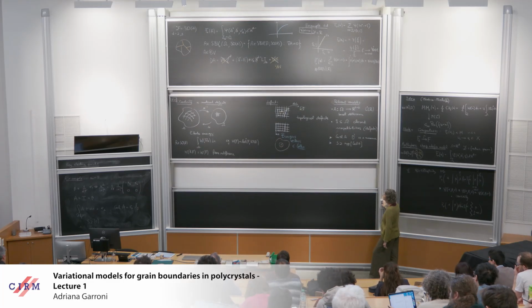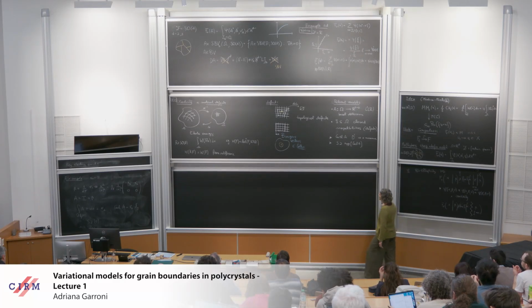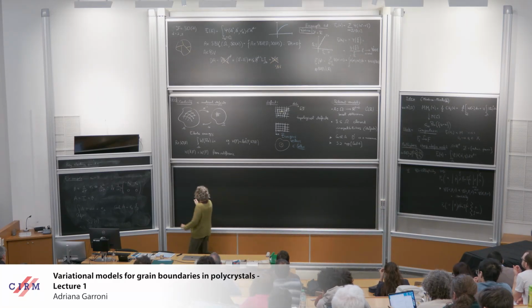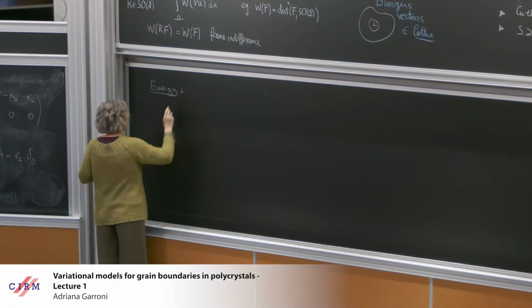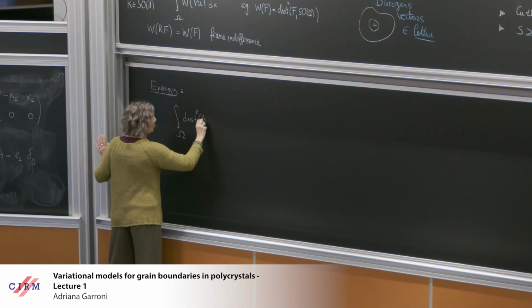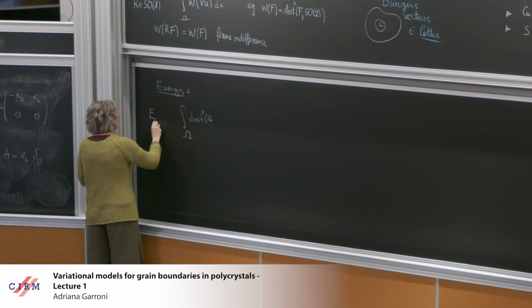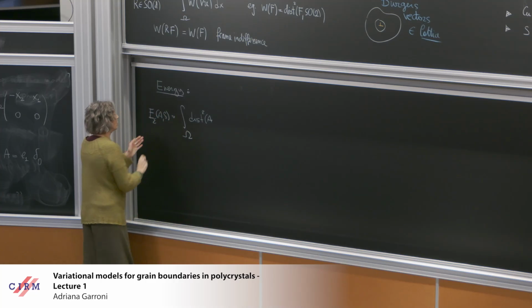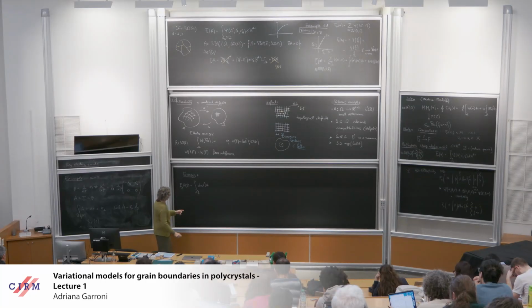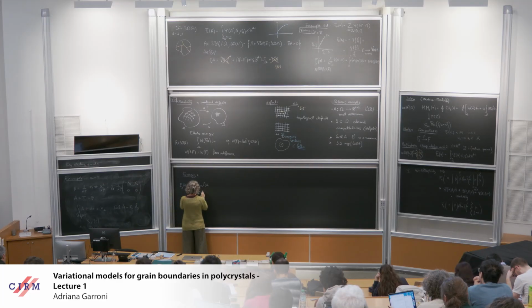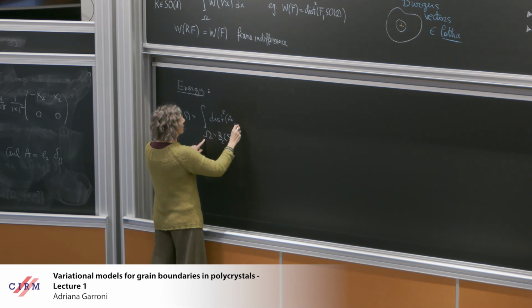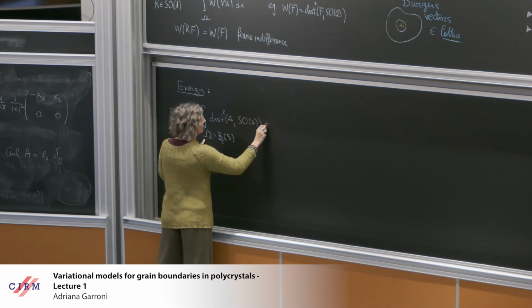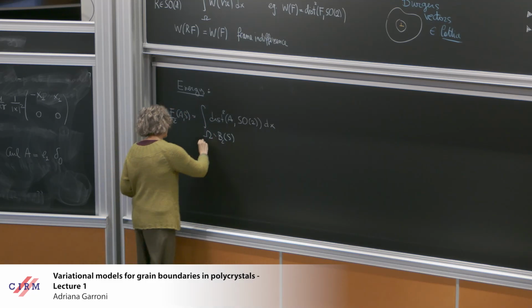Together. Okay. So if I want to assign an energy to this configuration, I can assign the following energy. The integral over omega of the distance squared of A. So this will be my energy associated to the pair A and S. So it's the integral over omega minus a neighborhood of S of the distance squared of A from SO2. This is the elastic energy.